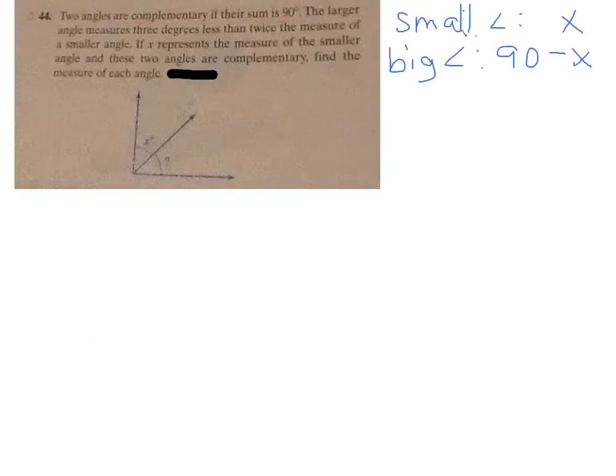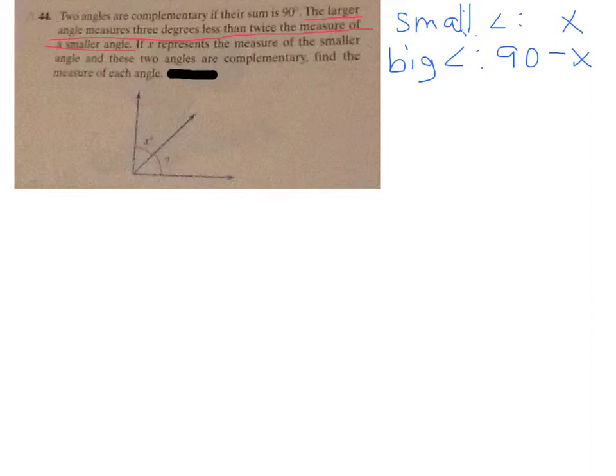Okay, so from the first sentence, we got that the small angle is x, and the big angle is 90 minus x. So this information came from the first sentence. So now we're going to look at the second sentence. The larger angle measures 3 degrees less than twice the measure of a smaller angle. That's a lot of words. Let's just take it one step at a time. The larger angle. Matt, what did we call the larger angle?